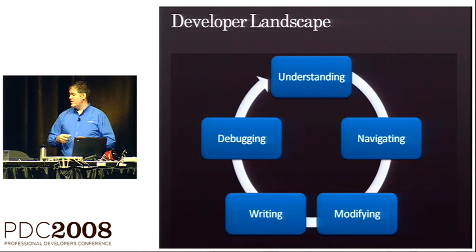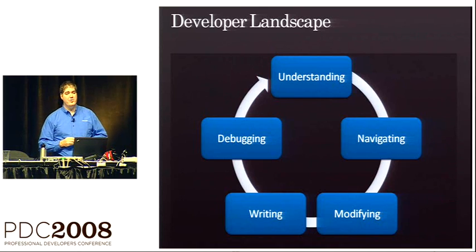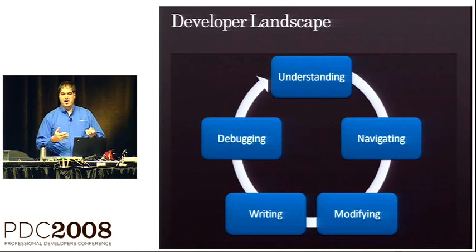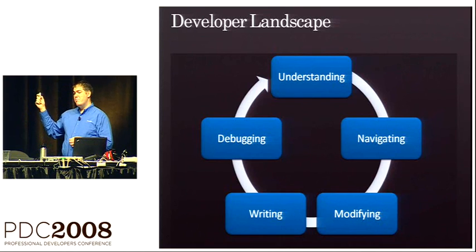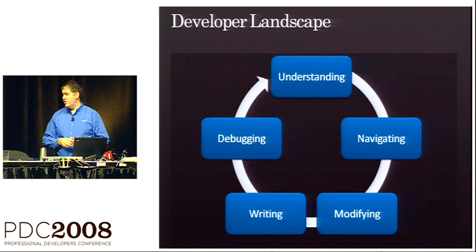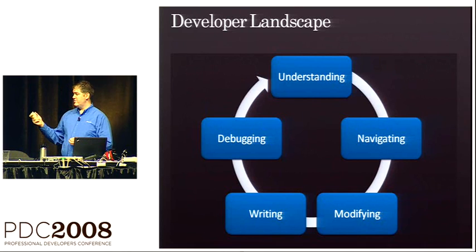And then modifying code, which is different from writing code. That's code that already exists, and we want to maybe reshape it, make it readable, refactor it a little bit, or just fix bugs, that sort of thing. So tools to help modify code, and then writing code, so code generation tools, that sort of thing, to actually help you write code as efficiently as possible.